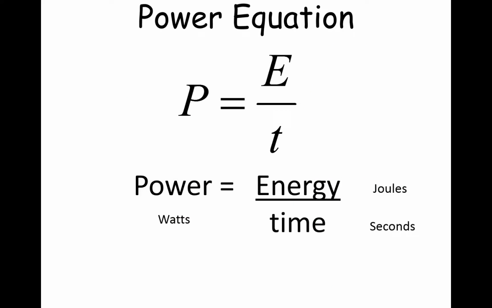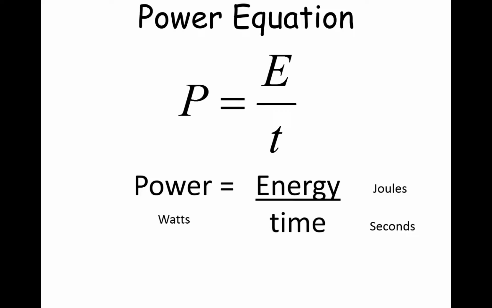So let's start with the equation. Power is equal to energy divided by time. That is the energy transferred divided by the time taken for that energy transfer. Remembering that power is measured in watts, energy is measured in joules, and time is measured in seconds.